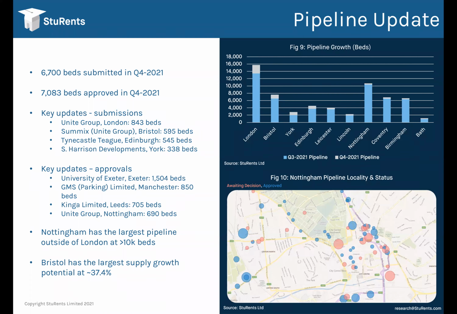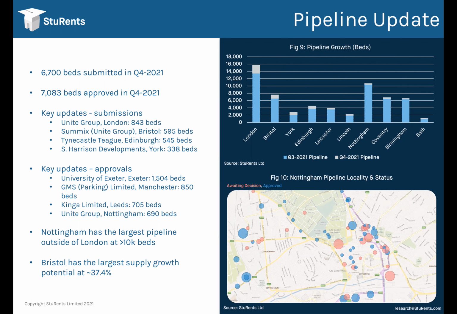So that's 595 beds, and that's going to be a mixture of studios and ensuite clusters containing between 5 and 10 beds. Other notable developments include one in Edinburgh, which we can see there, as well as a relatively large application in York. York has had comparatively few, so it's interesting to see some applications being submitted there.